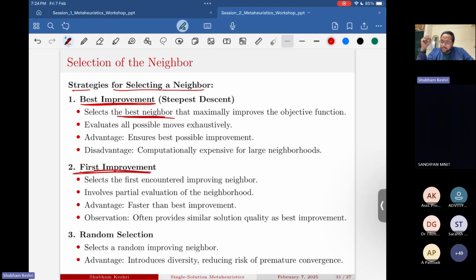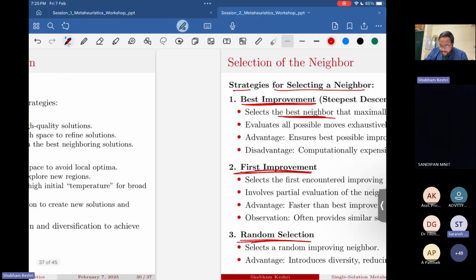Whenever I encounter one neighbor which is better than my current solution, I will move to that solution. I will not exhaust the neighborhood. This saves time. But I'll not say one is better than the other. You can choose whatever you want, or you can have random selection. Instead of systematically generating neighbors, you can randomly generate neighbors and then move to a solution. So there are other strategies as well. I have listed down three. Does this answer your question?